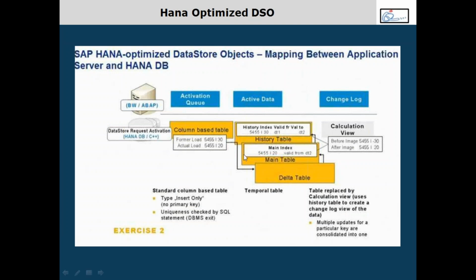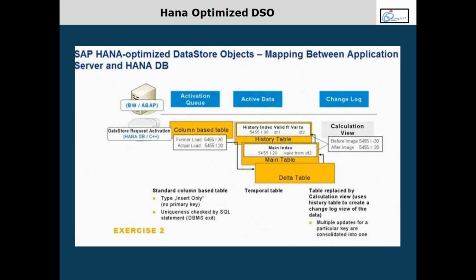Look at this now. Let's say I have a document number with 30 and I have a document number with 20. First I load. So the first time when I'm loading this document number 5455, that's the initial record, so that will be maintained in the history table. And then when the change happens to 20, the main will only have 20. Then the calculation view is virtual. At runtime, it takes minus 30 as the history image and 20 as the latest image. If the 20 gets changed to 5, 2, 3, 1, it just shows me minus 30 and 1 as the after image. That's all. That is their plan.